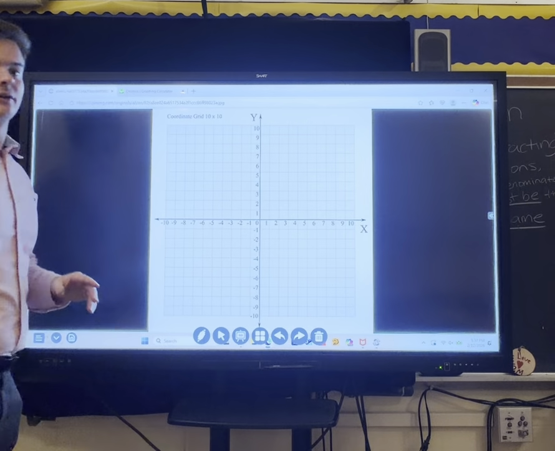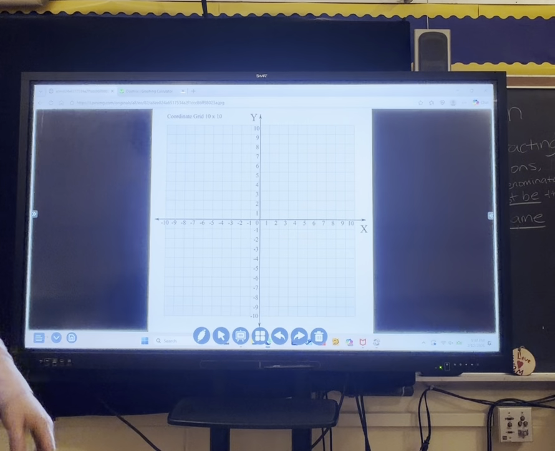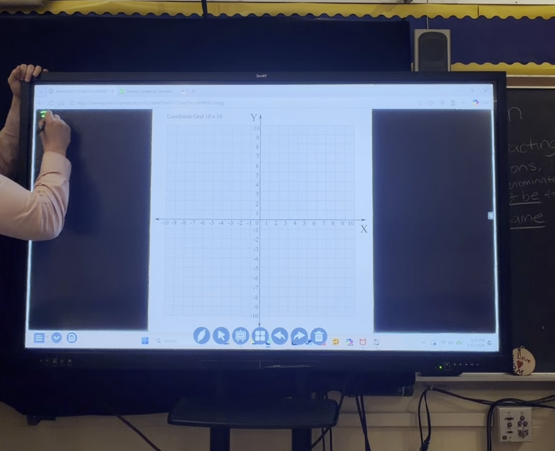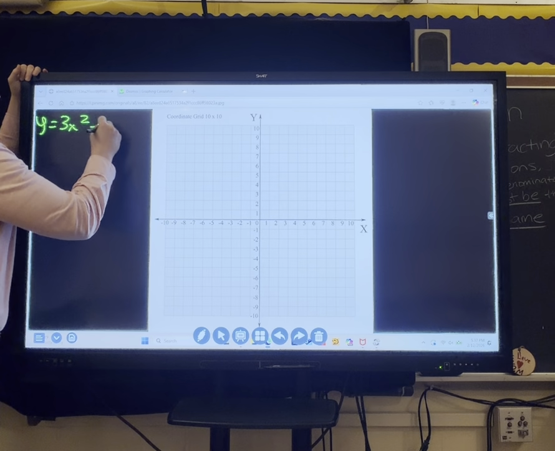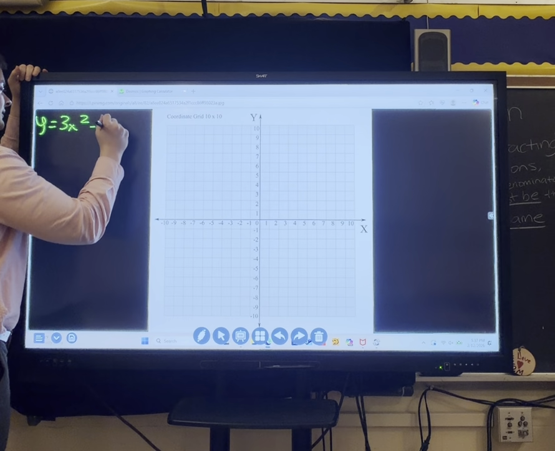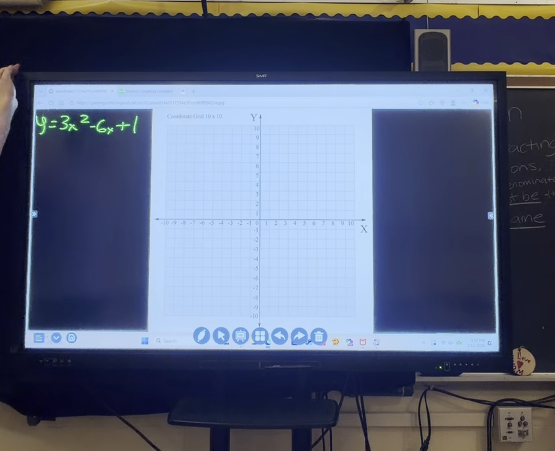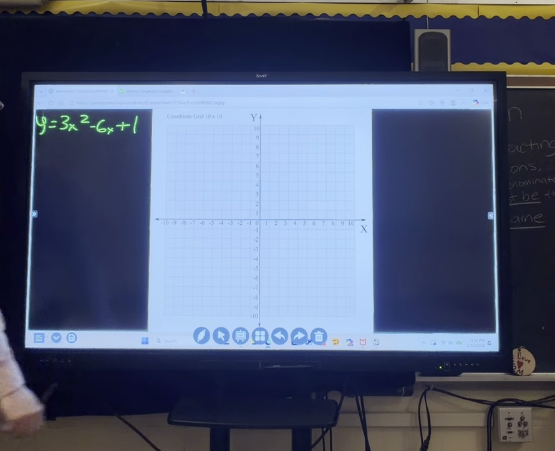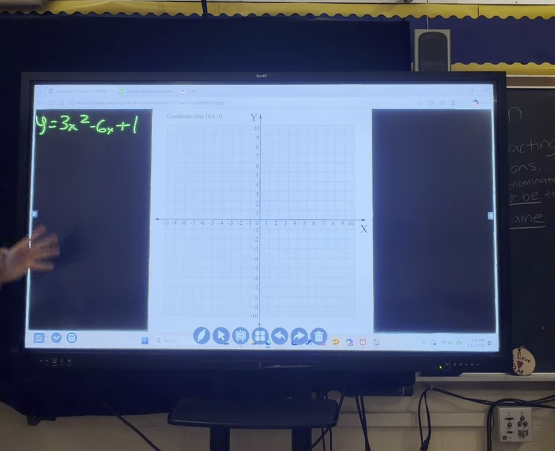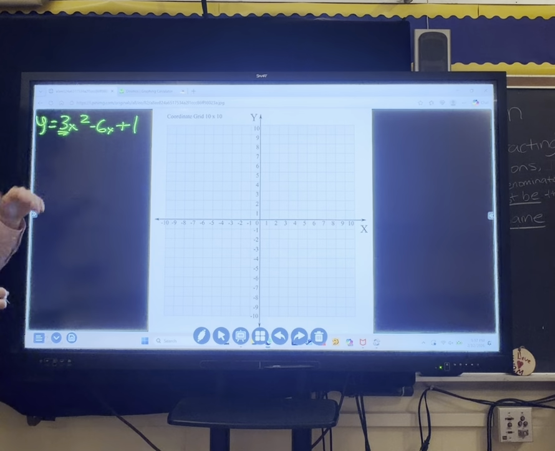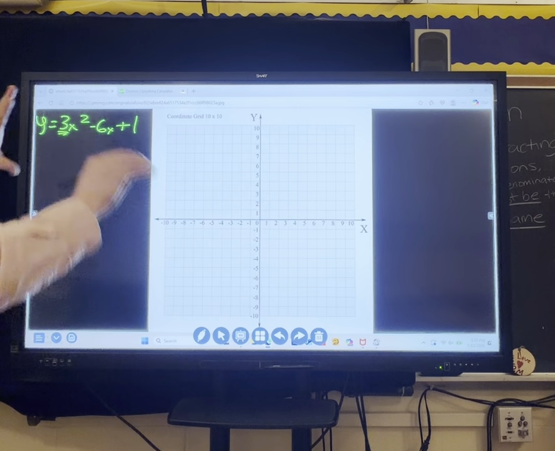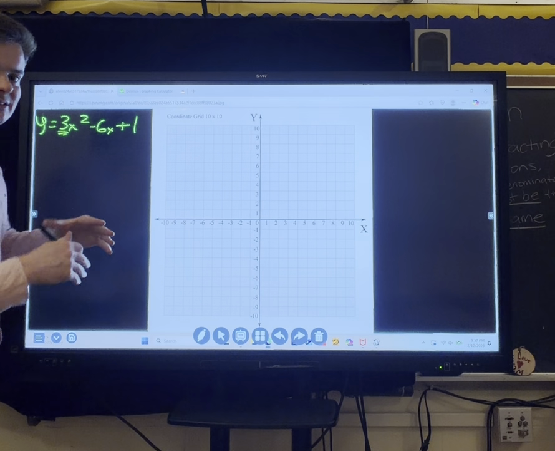I got another one I want to do: y equals 3x squared minus 6x plus 1. So, this one is a tiny bit more difficult to find the x-intercepts because there's a 3 in front of my x squared. But the vertex is kind of the same thing, it's nothing crazy.